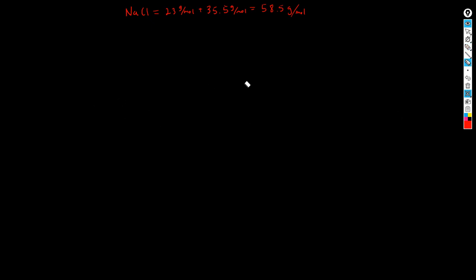And let's say I want to make a solution with a concentration of 2.5 moles per cubic decimeter. And this is a sodium chloride solution, of course, and I want to make 500 milliliters, or 500 cubic centimeters, is what we say in Cambridge, right? So I want to make this solution. How would I go about doing this?